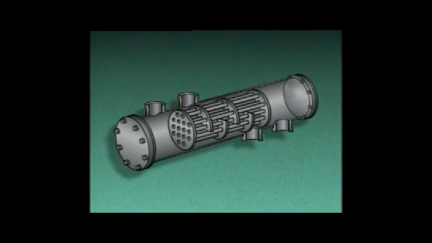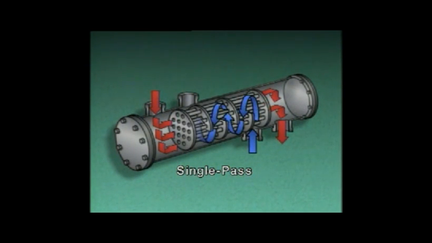These flow paths determine the number of times the fluids pass by each other and the direction or type of flow through the heat exchanger. This shell and tube heat exchanger can be described as a single pass unit. The fluid on the tube side enters one head and exits from the other head. The shell side fluid enters here, flows in the opposite direction, and exits here. The two fluids pass each other only once.